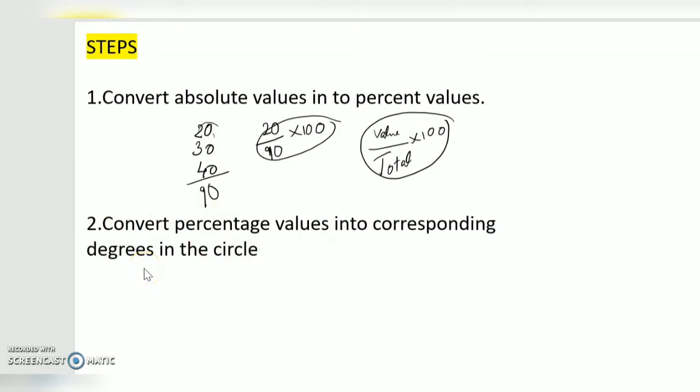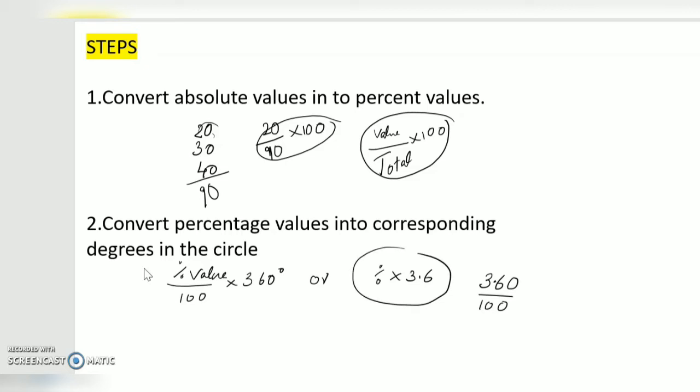For that the formula is like this: the percentage value divided by 100 into 360 degrees. If you follow this formula, you will get the answer. Otherwise, you can do it like this: percentage into 3.6. The 3.6 comes from the circle being 360 degrees, so 360 divided by 100 is 3.6. So either use this formula or percentage value into 3.6, and then you will get the angle value, or degrees in the circle, the corresponding degree.